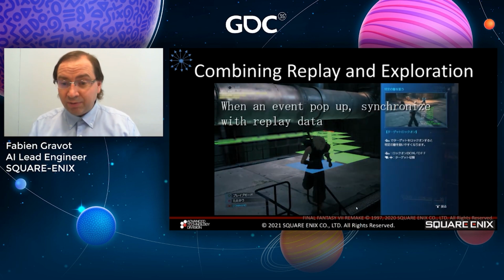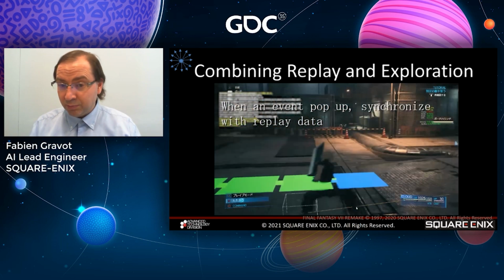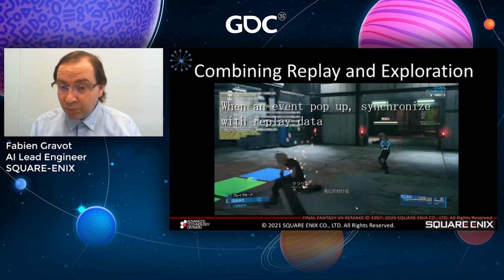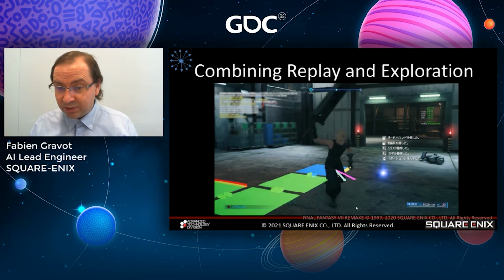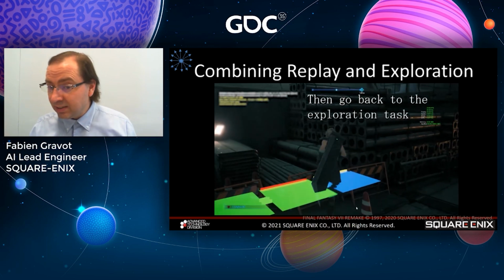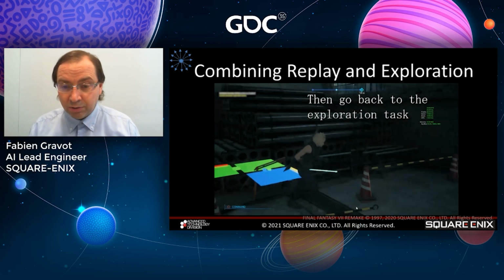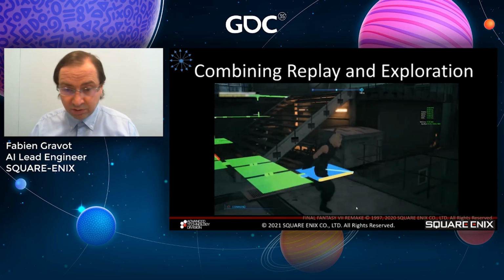But sometimes you can have game events that pop up. For example, here we have a battle. What we will do is, when we have a new game sequence that pops up, we'll synchronize with the replay data. So we'll try to use the replay data of these battles, if there is any.